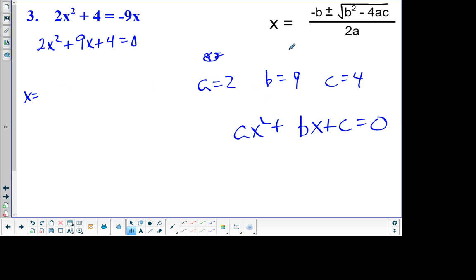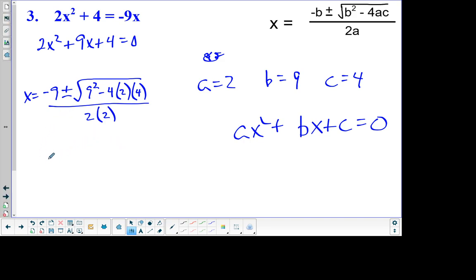So your substitution is going to be negative b. So if b is 9, what do we write? Negative 9. Yeah, and then plus or minus. And now under the radical, b squared, which is going to be 9 squared, minus 4 times 2, your a value, times 4, and your c value is 4. And then 2a is going to be 2 times 2, since a is 2. So that takes care of our substitution.